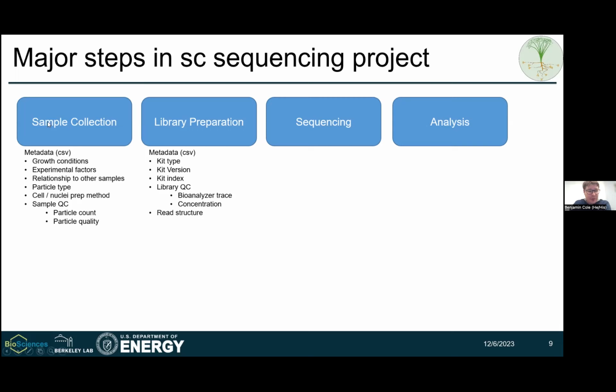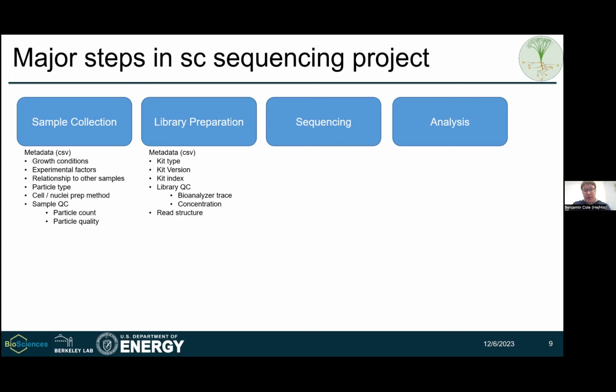So these range from the sample collection, describing the growth conditions, experimental factors, relationship to other samples if you have a more complicated experimental design, describing replication strategies, et cetera. Then the particle type that you're looking at. Single cell can be done on either whole cells, or more increasingly nuclei, which also contain a complement of transcripts that are more nascent. And the choice of particle has implications on the type of analyses that you can do downstream.